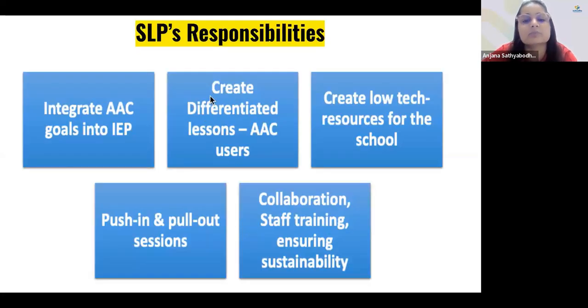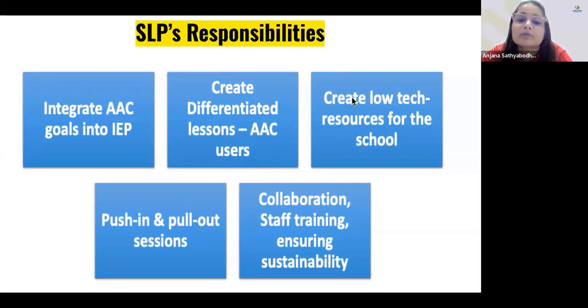Now I'll go through each one's responsibilities. As an SLP, my responsibilities were to integrate AAC goals into the IEP. So the special educators created IEPs for every student, and I had to integrate the communication and AAC goals, and also create differentiated lessons for AAC users. Not every lesson, not for everybody, but in case the educator was finding it difficult to work with a particular student, then they would share it with me, and I would try and create resources that were more suitable for the AAC user.